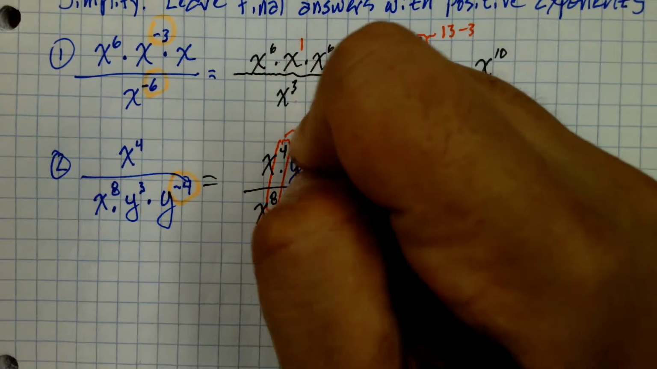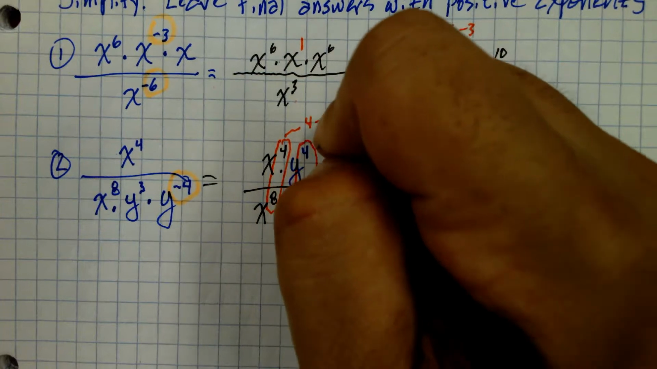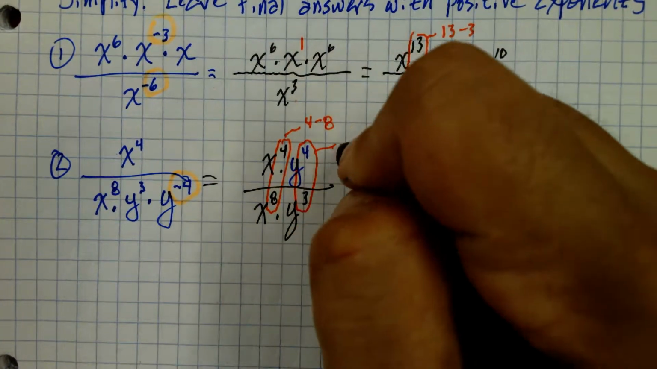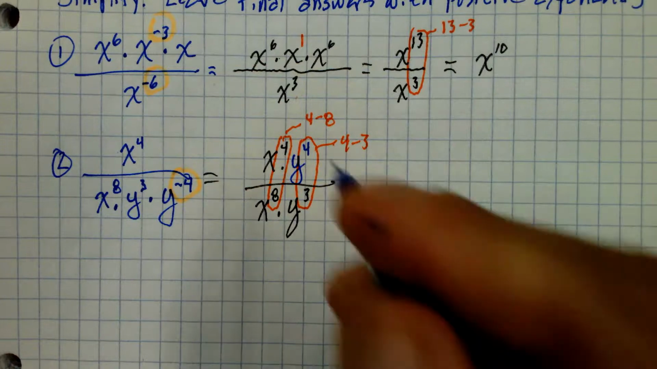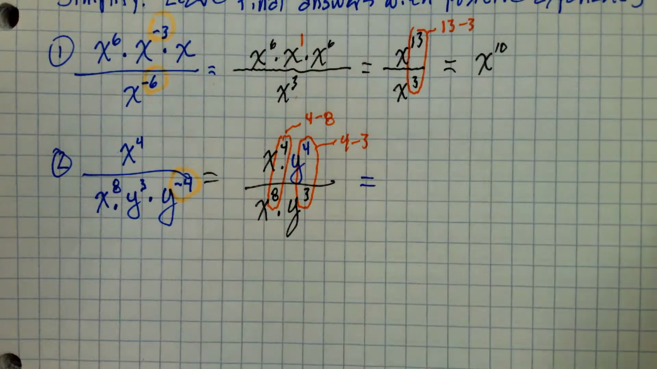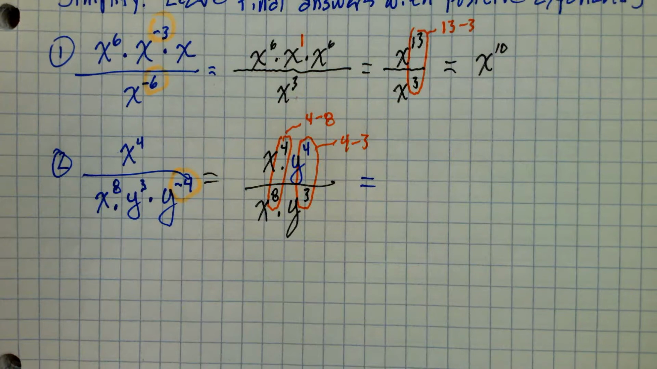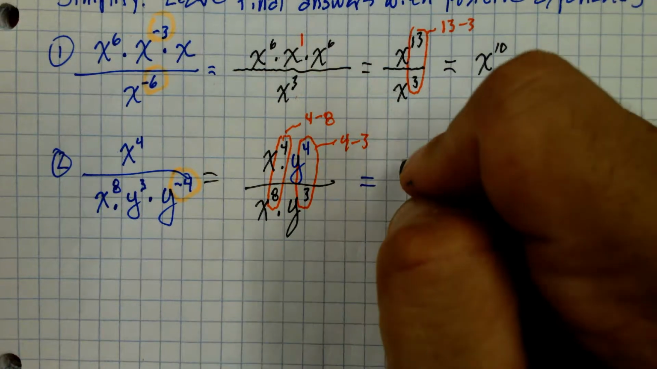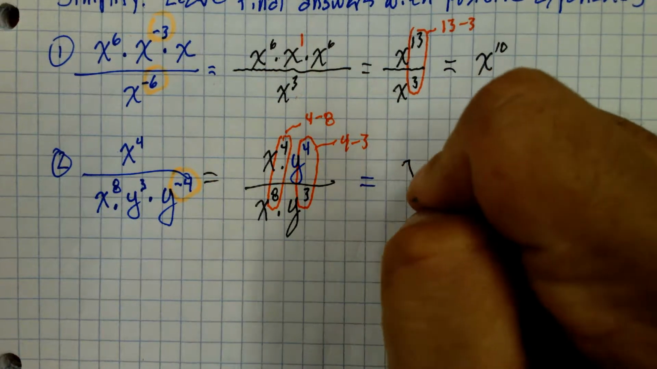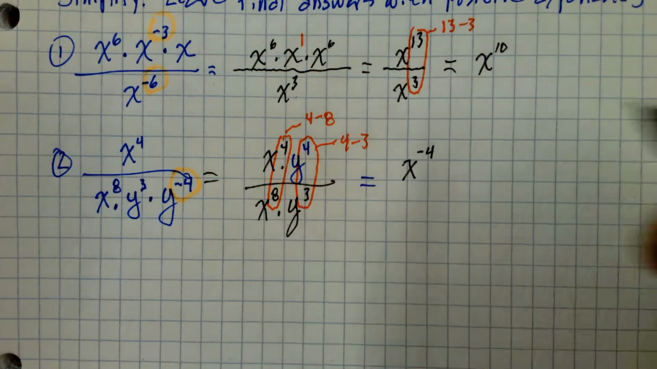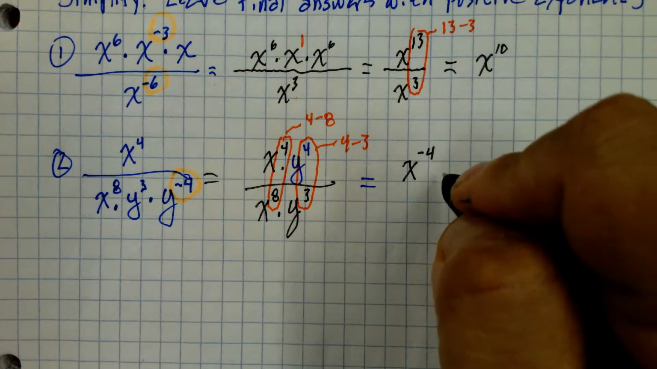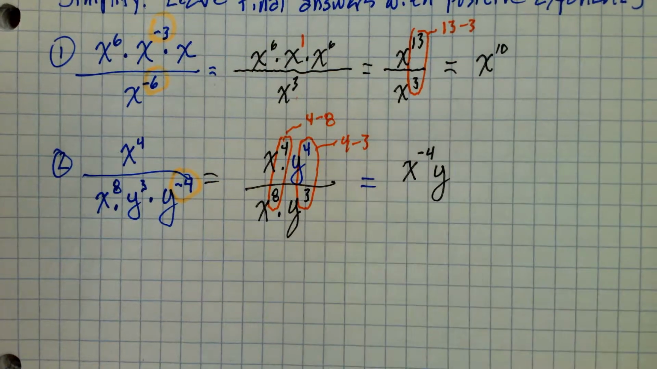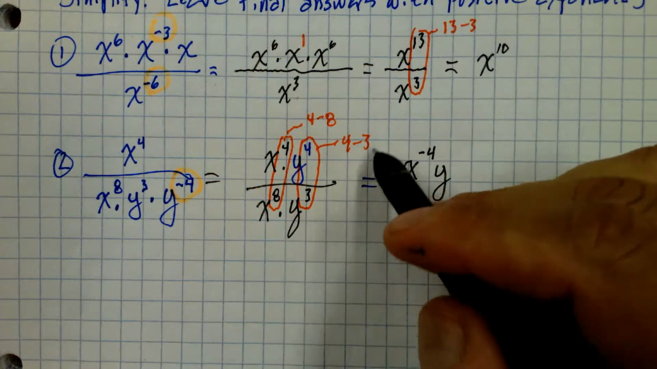Okay, so we have to do 4 minus 8, 4 minus 3. And let's see what that gives us. What's 4 take away 8? Negative 4. So that's x to the negative 4. And then 4 minus 3 is 1. So it's y to the 1. How about just y? 4 take away 3 is 1.